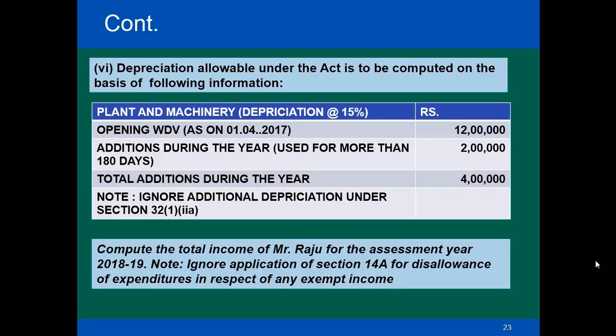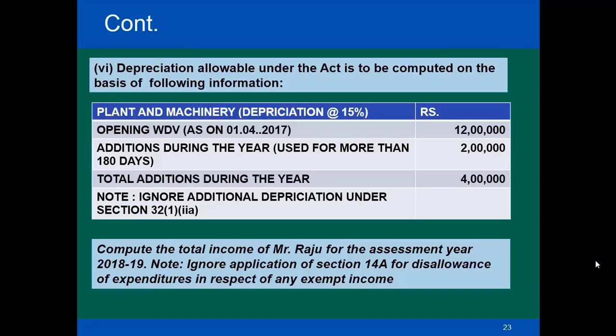Sixth, the depreciation allowable under the Act is to be computed on the basis of the following information. Plant and machinery has to be depreciated at the rate of 15%. Opening written down value as on 1st of April 2017 has been given as 12 lakh. Additions during the year used for more than 180 days rupees 2 lakhs. Total additions during the year 4 lakhs. Here we have to note that we have to ignore the additional depreciation under section 32(1).